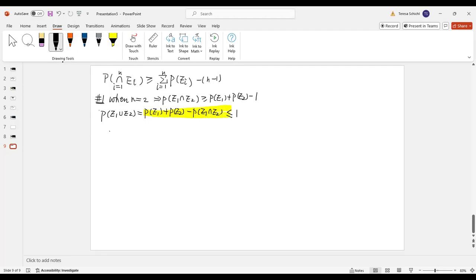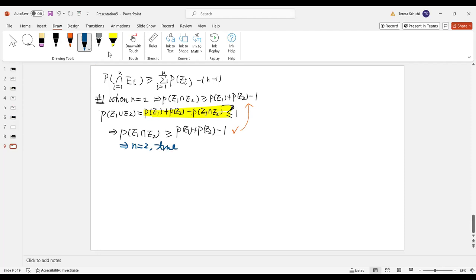So if you move the probability of E1 intersect E2 to the other side of the inequality, the probability of E1 intersect E2 is greater than or equal to P(E1) plus P(E2) minus 1. So we proved that n equal to 2 is true.